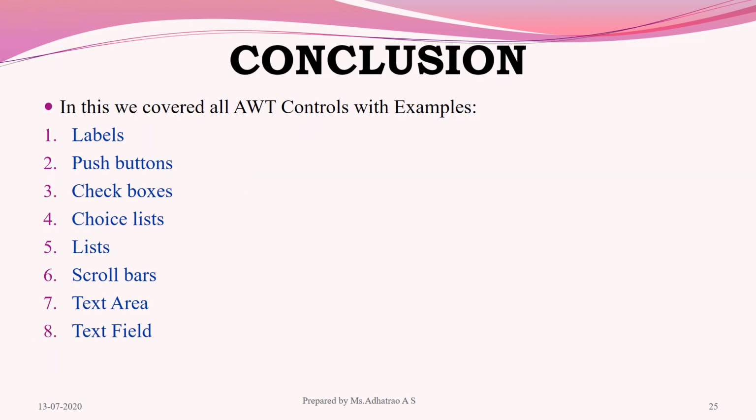So, conclusion. In this we covered all the AWT controls with examples. The AWT controls which are labels, push buttons, checkboxes, choice lists, scroll bars, text area and text field. Hope this will be helpful in your study.